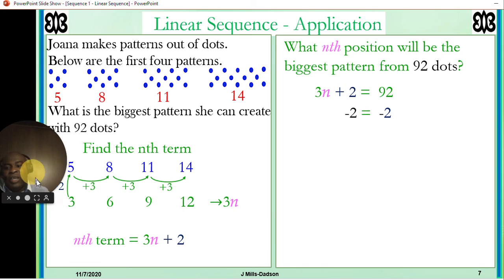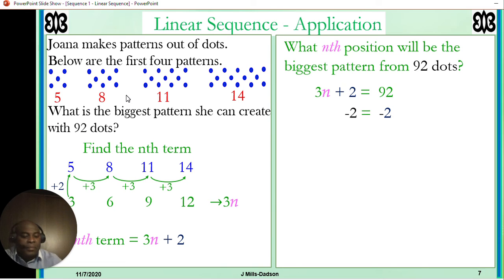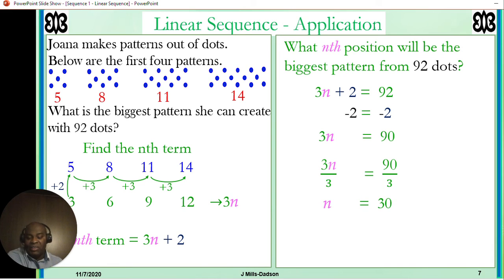Subtract 2 from both sides. 3n equals 90. You divide by 3 on both sides, and you have n equals 30. So that means that if Joanna uses all the 92 dots to create a pattern, it's going to be in the 30th place. The 30th place pattern will have 92 dots. That's what it's all about.